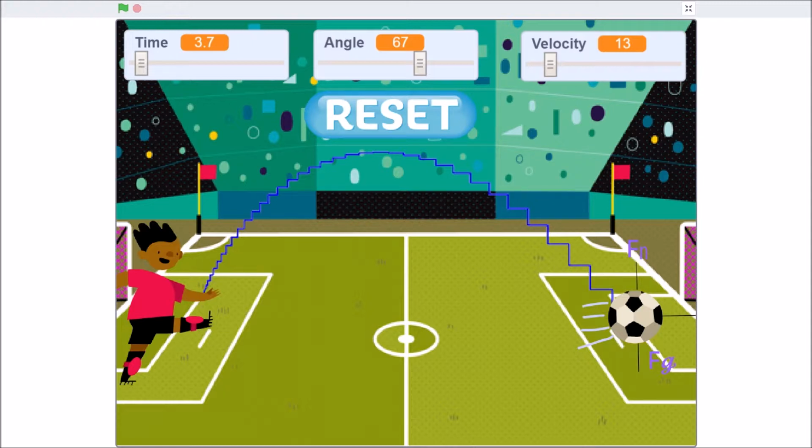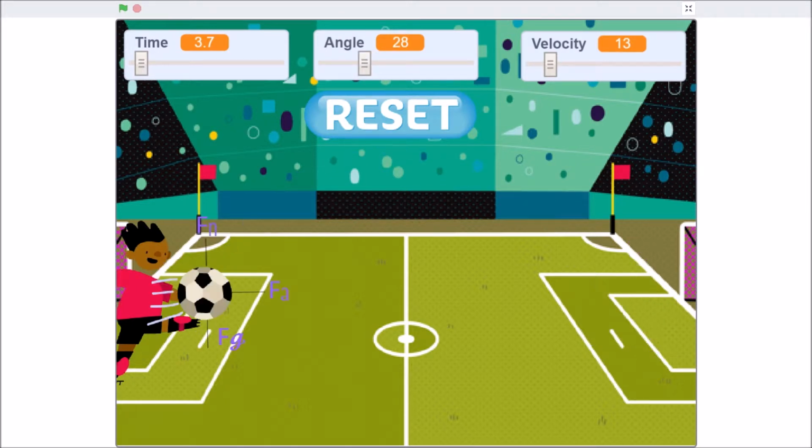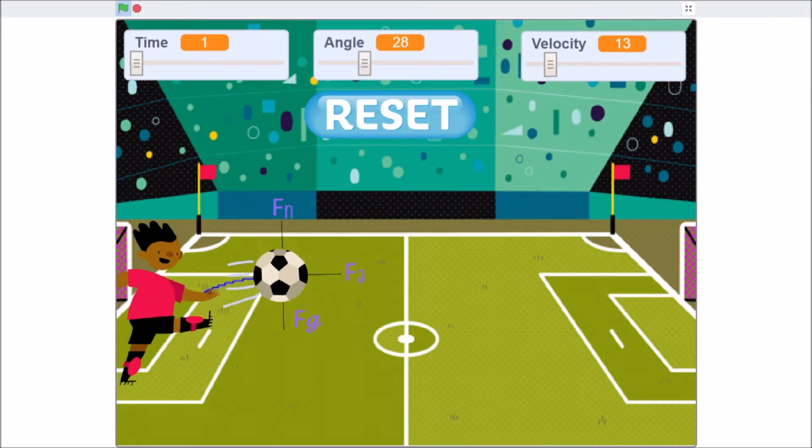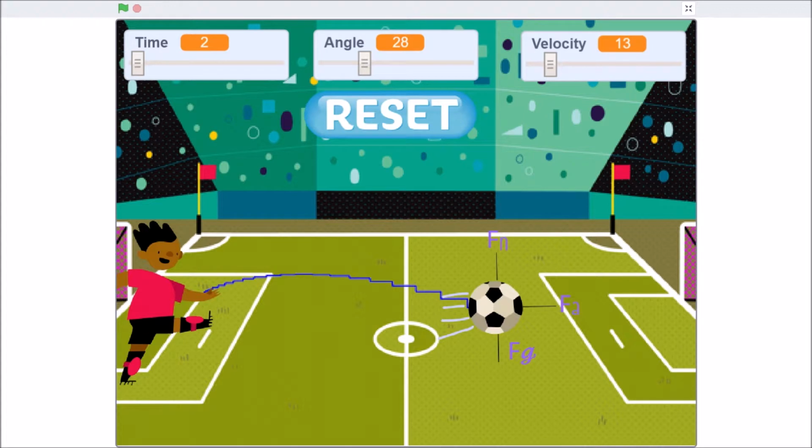Well, what would happen if you decrease the angle? Let's find out now. Reset, play. As you can see, if you decrease the angle, it would go more downwards, in line with the x-axis, and hit the ground, resulting in friction becoming apparent, and it would not make it towards the net.